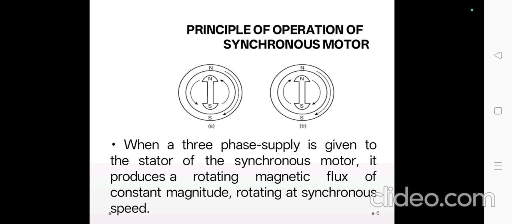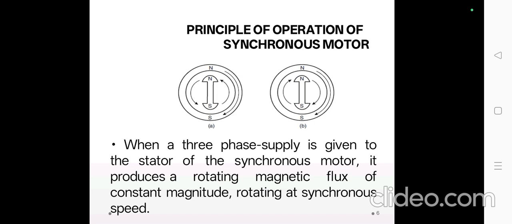If somehow the unlike poles N1 and S2 or S1 and N2 are brought near each other, magnetic locking may be established between stator and rotor poles. As the stator poles are rotating, due to the magnetic locking the rotor will rotate in the same direction as that of the stator poles, the direction of the rotating magnetic field, at the same speed, that is Ns. Hence, the synchronous motor rotates at one and only one speed, that is, synchronous speed.